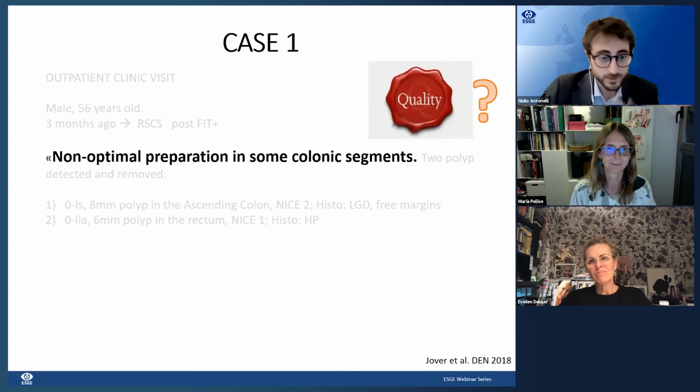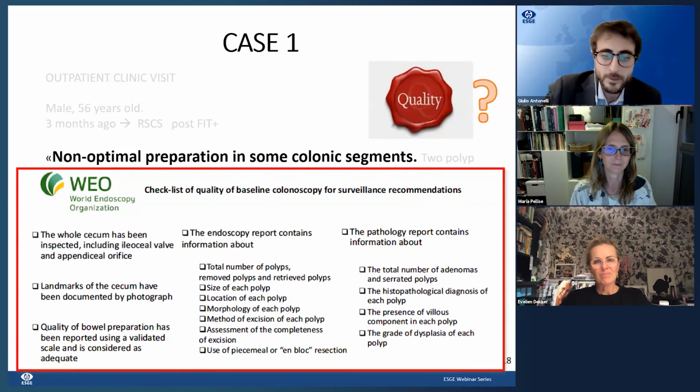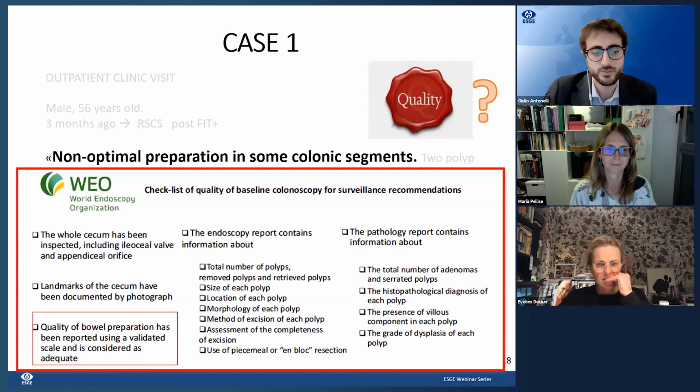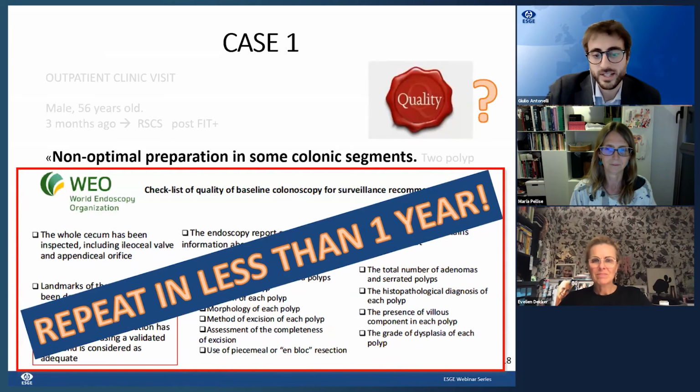Probably not. And to help us remember which are the components of a high quality baseline colonoscopy, the WEO 2 years ago issued a very useful checklist of quality in baseline colonoscopy. And we can see that among them, we have a checkbox for the quality of bowel prep that has to be reported using a validated scale and has to be considered adequate. As in this case, we have no validated scale, and it's even said that the preparation is non-optimal. We have to repeat colonoscopy in less than 1 year. I don't know if any one of the panelists wants to comment on this, or we can go on.